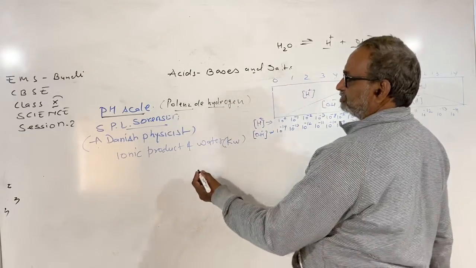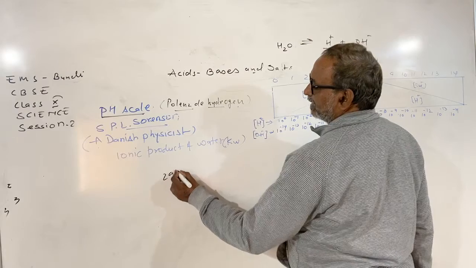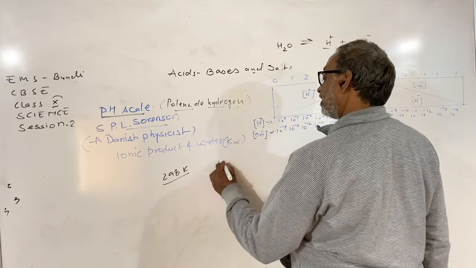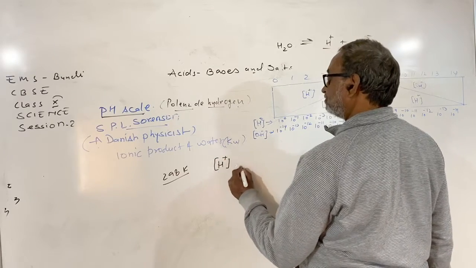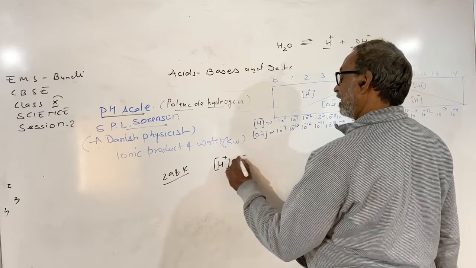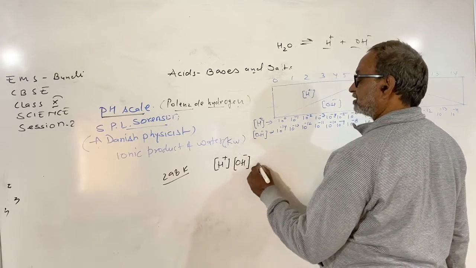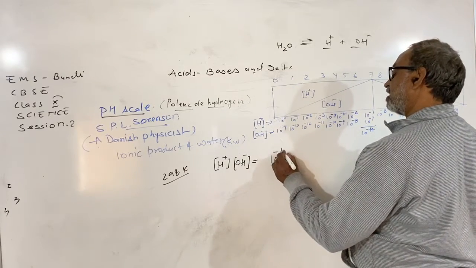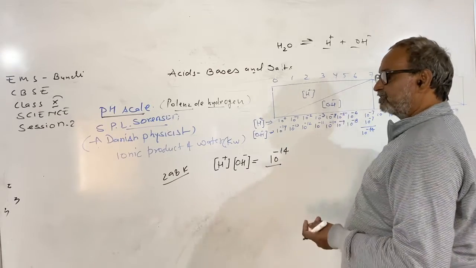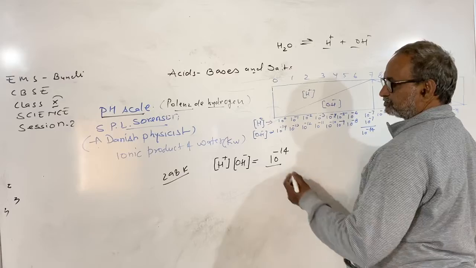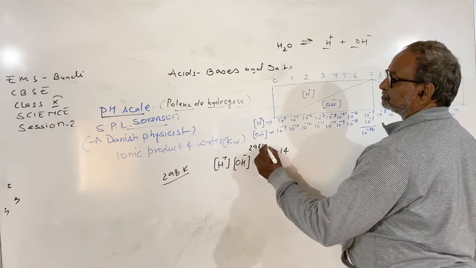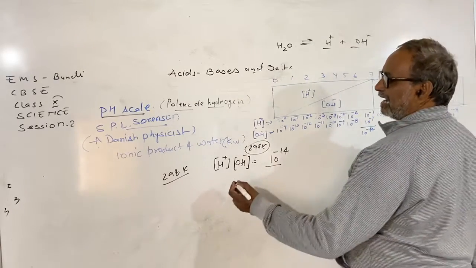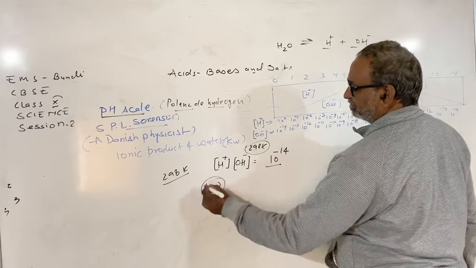At 298 Kelvin, the product of concentration of hydrogen ion and concentration of hydroxide ion is equal to 10 raised to the power minus 14 mole square per liter square. This is called the ionic product of water, Kw.